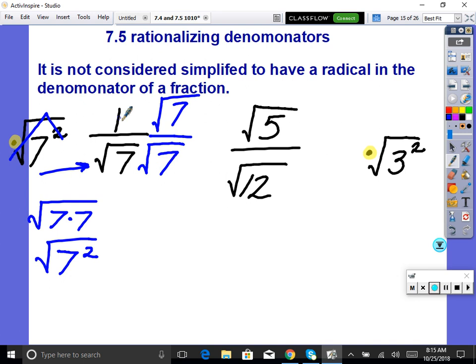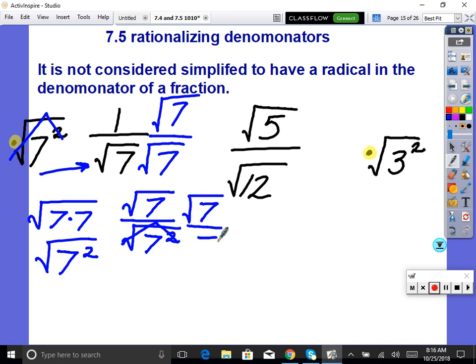So now multiply straight across. 1 times root 7 is root 7 on top. Then on bottom, don't we have now the square root of 7 squared? The square root of 7 times 7 is 7 squared. So now look, on the bottom, root cancels out with power, leaving me with 7. So on top I have root 7, and on bottom I have a 7.